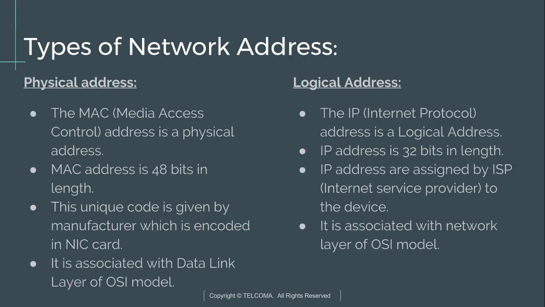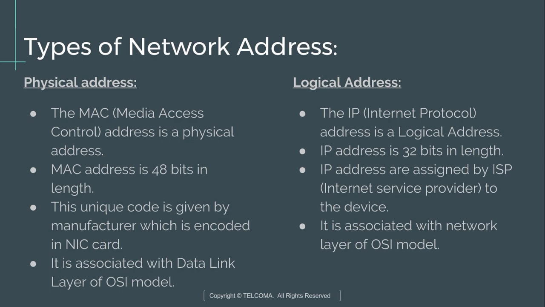The next is types of network address. There are two types of network address, physical address and logical address. The MAC address is a physical address. MAC is media access control, and IP address, internet protocol address, is a logical address. The MAC address is 48 bits in length, whereas the IP address is 32 bits in length. MAC addresses are unique codes given by the manufacturer at the time of manufacturing a device, encoded in NIC cards, whereas IP addresses are assigned by ISPs, Internet Service Providers, to the device.